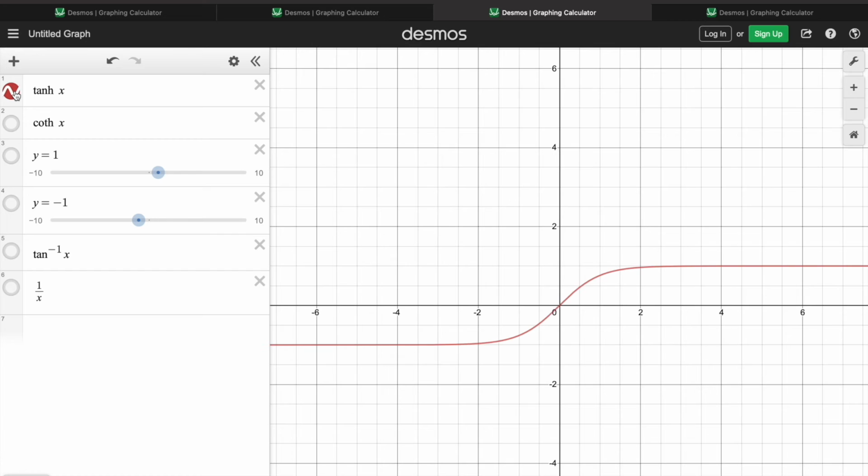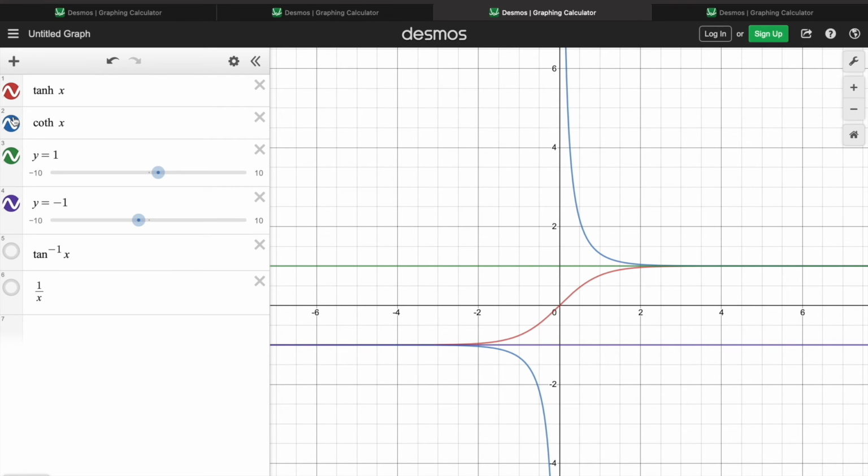Next is the hyperbolic tangent. You'll notice I think it looks a lot like the inverse tangent graph, except that its asymptotes are 1 and negative 1 as opposed to pi over 2 and negative pi over 2. You can see that here. Y equals 1 and y equals negative 1.